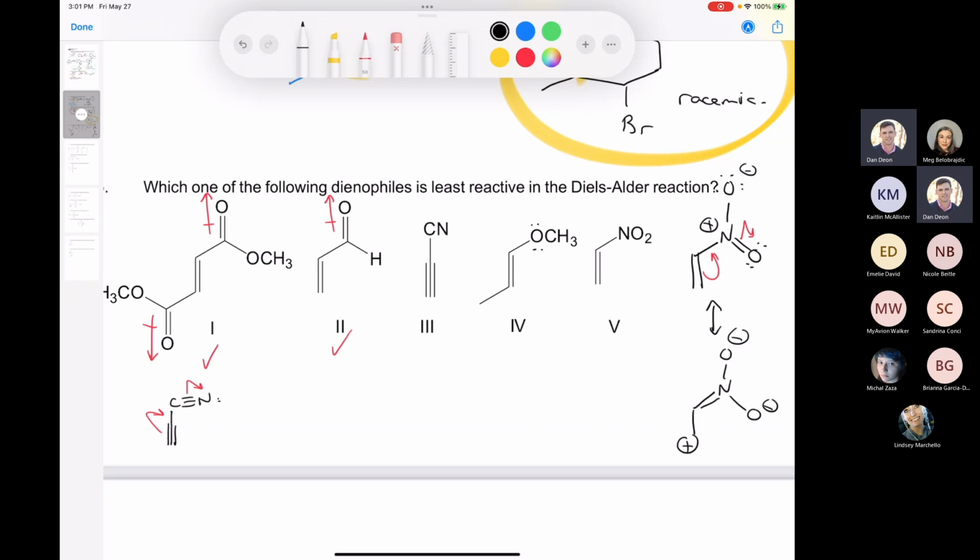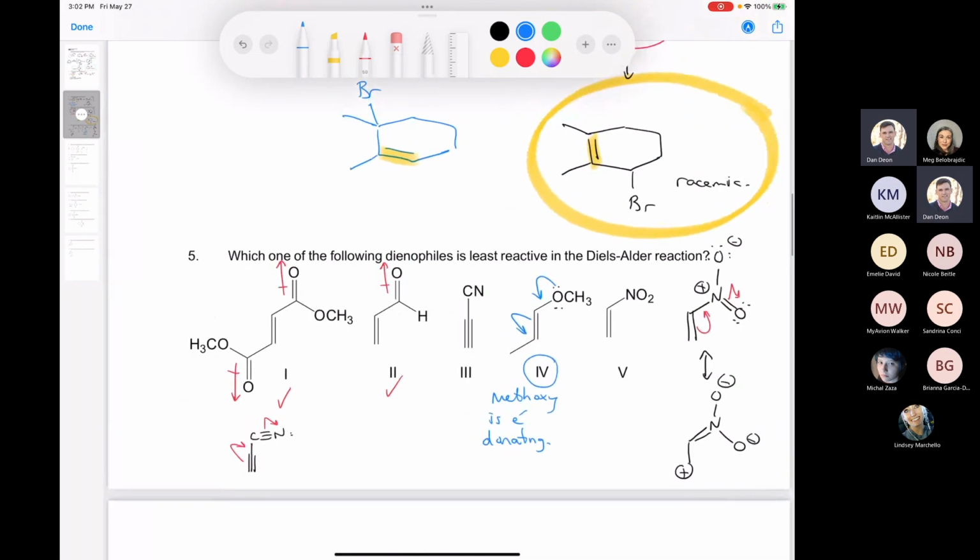You could draw resonance arrows where we show the donation of electrons. And so methoxy is electron donating. And all of the other substituents on these dienophiles are all electron withdrawing. And so the answer would be number 4, the one with the methoxy. Methoxy is electron donating, not electron withdrawing. And so it would be a very poor dienophile.